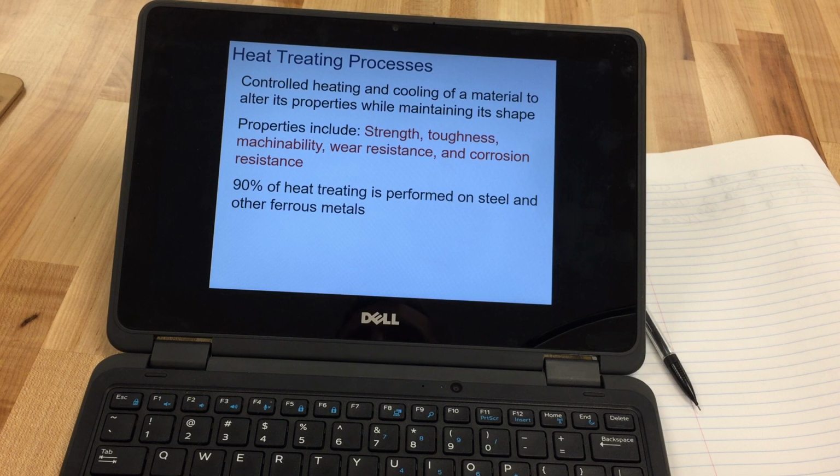Heat treating is where we use controlled heating and cooling to alter a material while maintaining its shape, and this is for the sole purpose of strengthening something or adding toughness or corrosion resistance. All right, so that is the purpose of it.